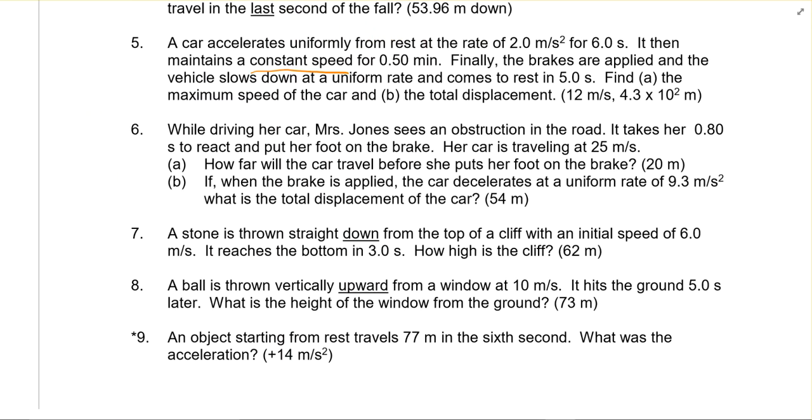So number 8 says a ball is thrown vertically upward from a window at 10 meters per second. It hits the ground 5 seconds later. What was the height of the window from the ground?